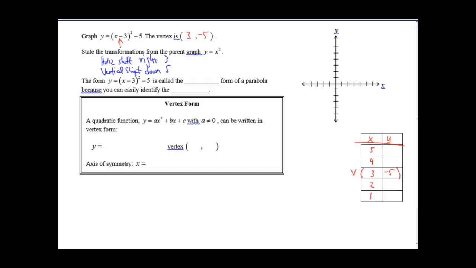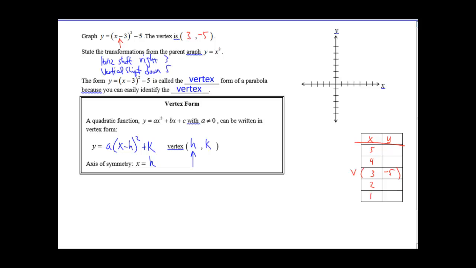This form that you see right here, y equals x minus 3 squared minus 5, is called vertex form of a parabola because you can easily identify the vertex, how we've been doing it. So vertex form: a quadratic function y equals ax squared plus bx plus c with a not equal to 0 can be written in this form, y equals a times x minus h squared plus k, where the vertex is h, what makes that 0, and what's left is k. The axis of symmetry will always be equal to this x value, or h, so x equals h.